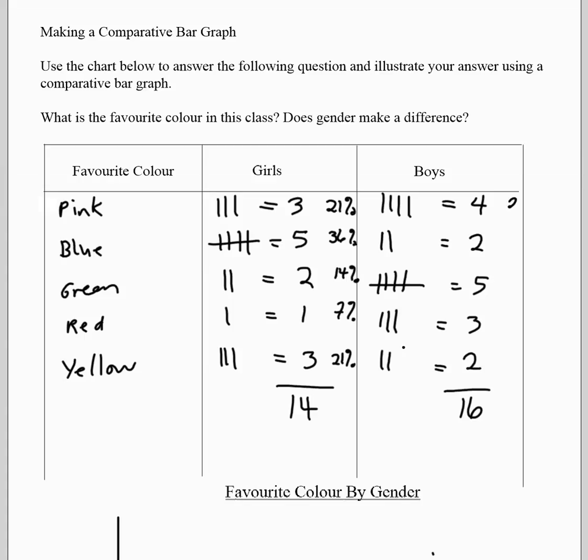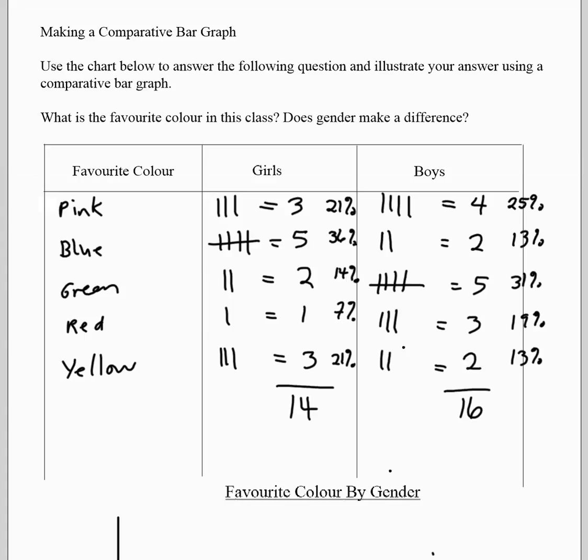I'm going to convert these into percent. So this time I'm going to do 4 divided by 16 times 100. And the next one, 2 divided by 16 times 100. So this is 12.5. I'll make it 13. And that one I'll round to 31. And this one I'll round to 19. And this one will be 13 again.